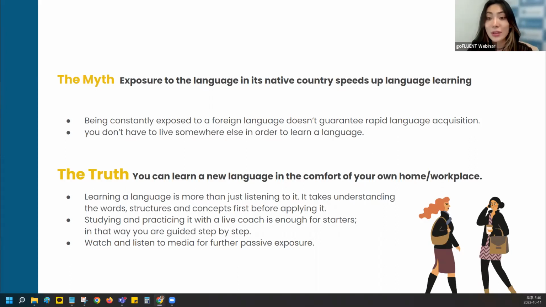So you don't have to live somewhere in order to learn a new language. Studying and practicing it with a live coach is enough for starters. If you're a beginner, in this way, you are guided step by step. You can also broaden your vocabulary and knowledge by watching and listening to different media for further passive exposure, such as videos, or the lots of media we have online.